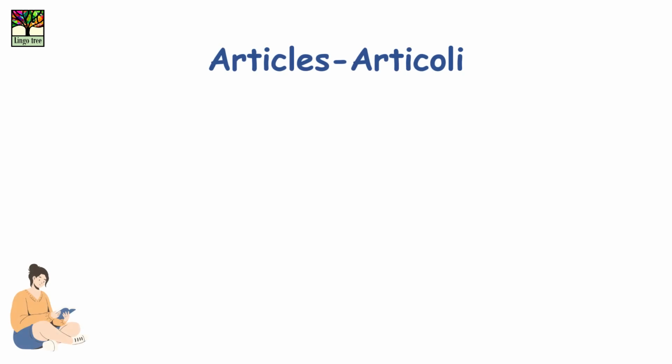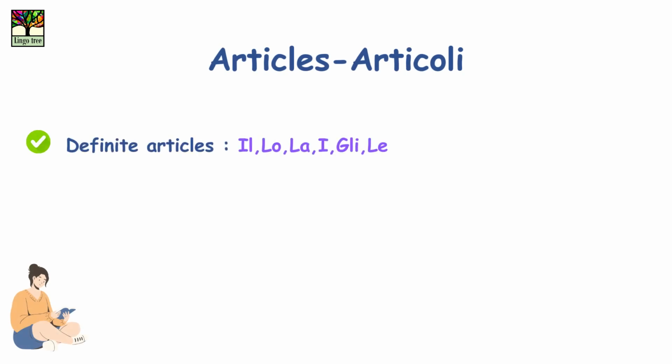In our previous lesson, we started learning about the Italian articles. We completed the definite articles: il, lo, la, i, gli, le. Today, we will learn about the other type of articles, the indefinite articles.